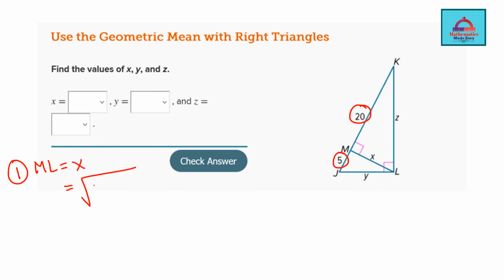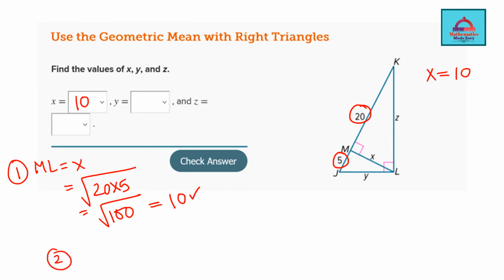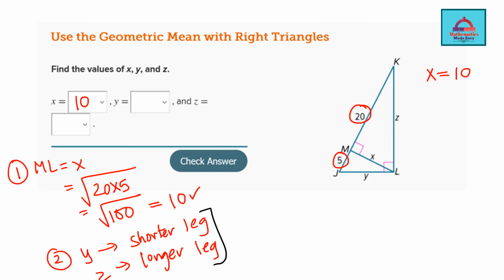So 20 and 5. So it's very easy, it's 100. So the square root will be a perfect square, 10 units. So you have got your x as 10 units. You can put it here. Next you need y and z. I hope you all can observe that y here is the shorter leg and z is the longer leg. So we are going to now use the geometric mean leg theorem. So what does it say? You need the length of the hypotenuse.